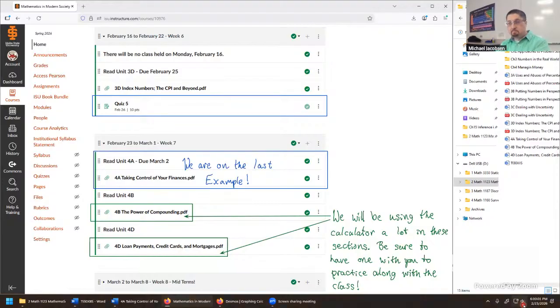Well, welcome back, everyone. We're about ready to start week 7, and pretty much for what we're doing in week 7, it's getting through chapter 4. This is going to be the extent of what we're covering. Unit 4A, we are mostly through. We're on the last example.